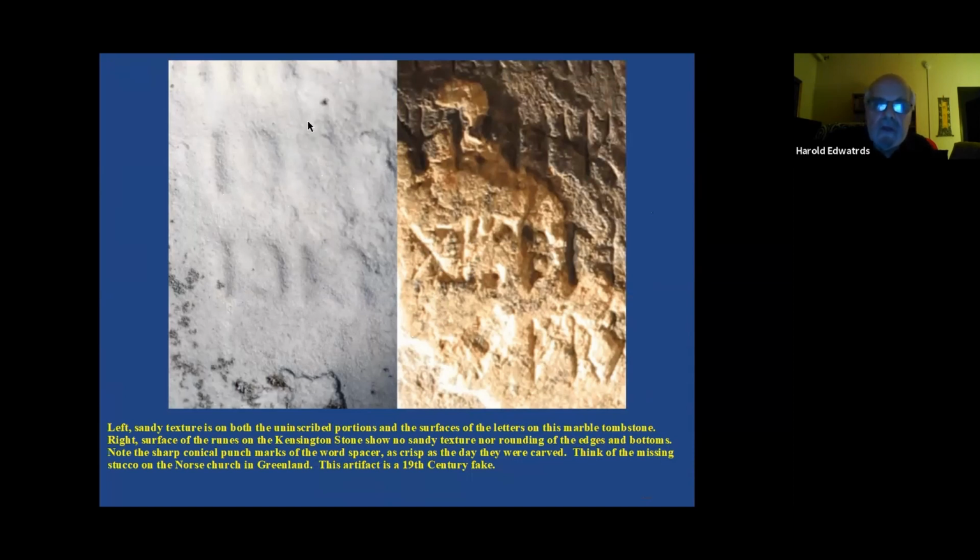Notice that this sandy texture develops both on the uninscribed portions of the stone and along the letters of the stone. For the Kensington Stone, in this stucco layer, there's a rough texture, maybe a sandy texture on the uninscribed portion, but the inscribed portions are smooth and look as crisp as the day they were found. Look at these points, these conical points here.